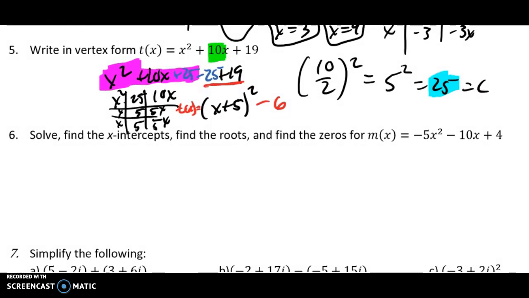So here's the same question. It says solve, find the x-intercepts, find the roots, and find the zeros. And we could tic-tac-toe it, but it turns out we can't tic-tac-toe this. So what we're going to do is use the quadratic formula.